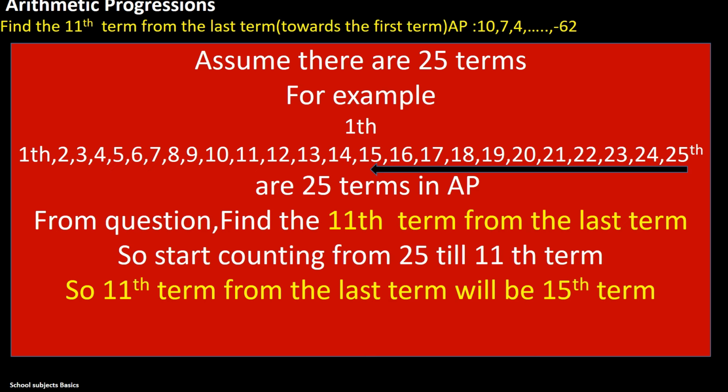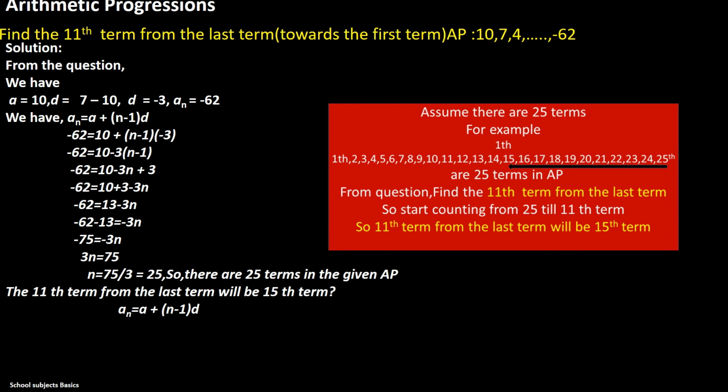I think you have understood. So now let's go back to our topic. Since the 11th term from the last term is the 15th term, we can apply the formula a(n) is equal to a plus (n minus 1) into d. Here we have to find a(15). So a(15) is equal to a, which is 10, the first term, plus (n minus 1) into d. Here n is 15, so 15 minus 1 into d, and we know the value of d is minus 3.